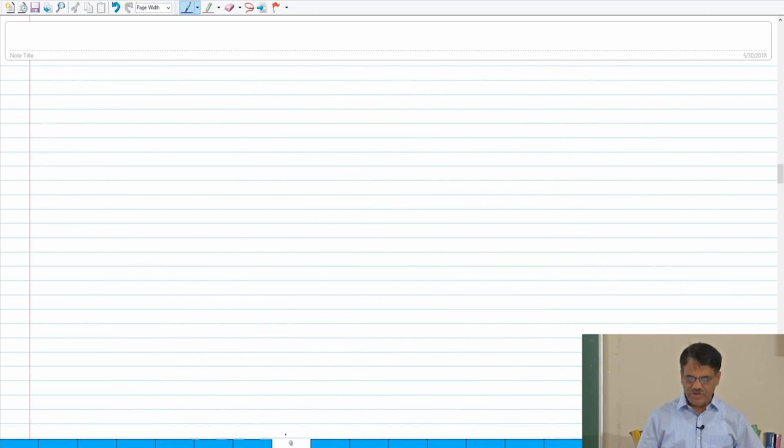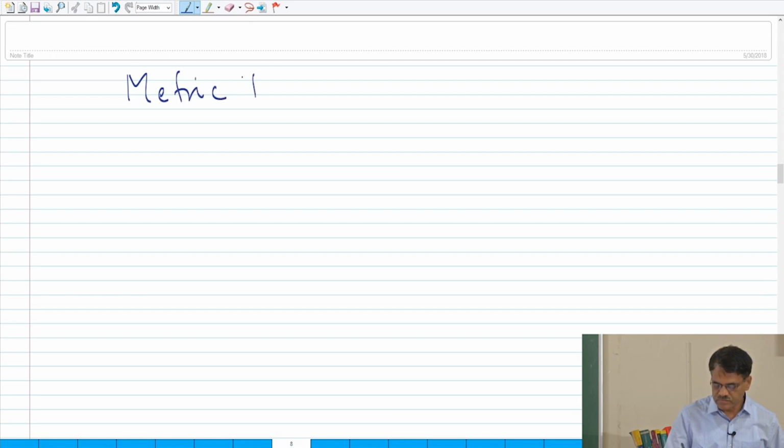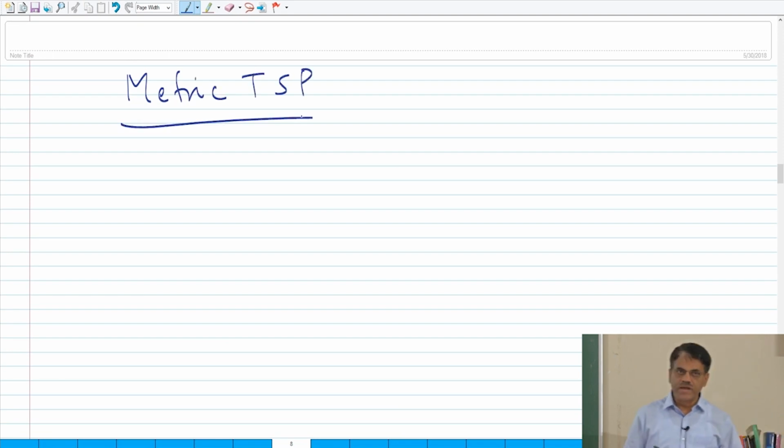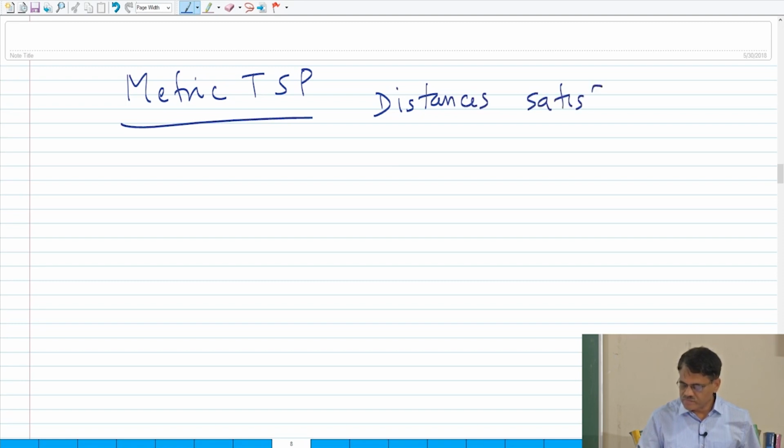Let's look at some special case of TSP. It's called metric TSP. What is metric TSP? It is a more naturally occurring TSP, because if you really look at a map, then the distances, at least on a road, satisfy what is called the triangle inequality. Suppose that the points are on the plane, then what is special about it? The distances satisfy triangle inequality.